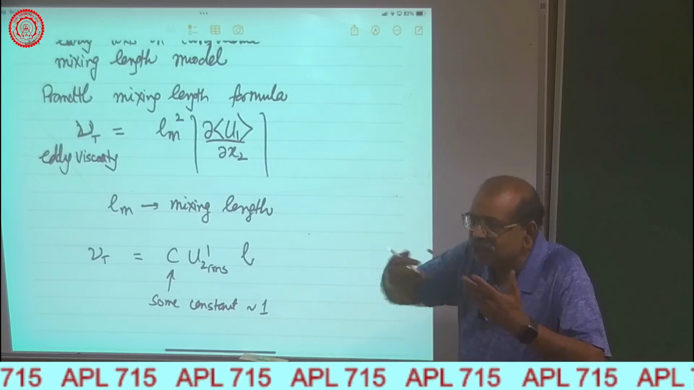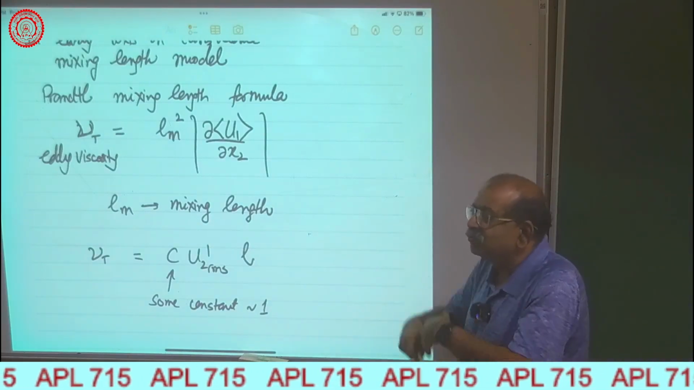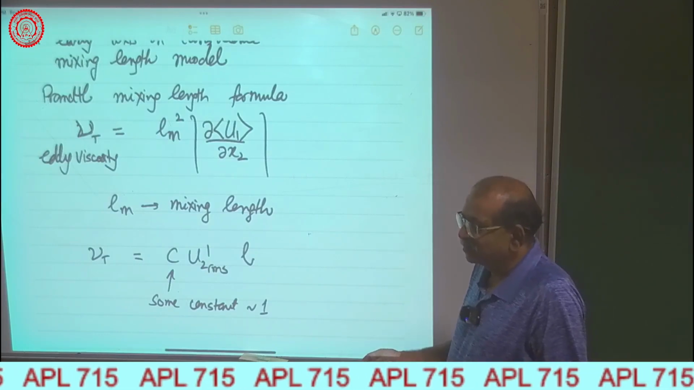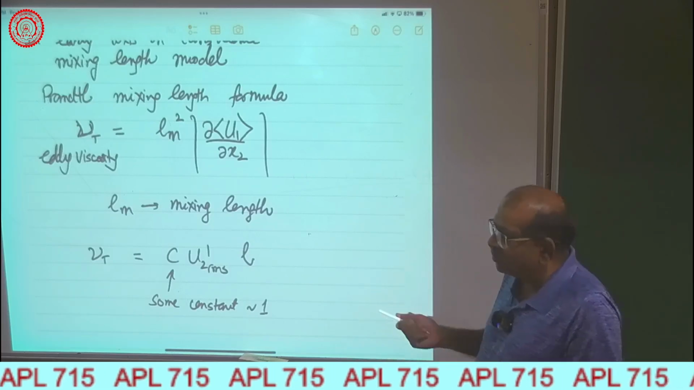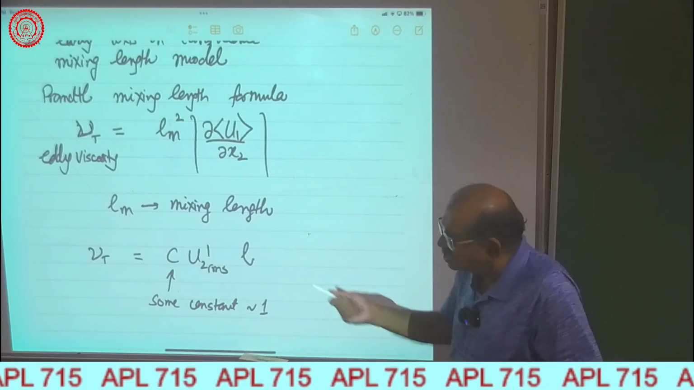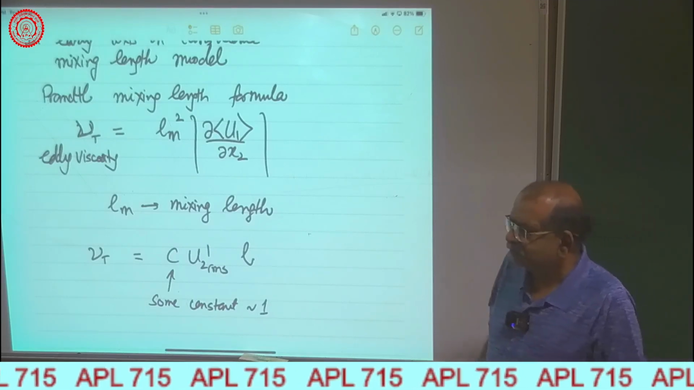And that's why the mixing length theory, at that time people thought, will help us give the answers for turbulent flows. But it is a very simple model. It doesn't work for all types of flows. There also, so we'll see how this mixing length comes in a moment. How to apply this.